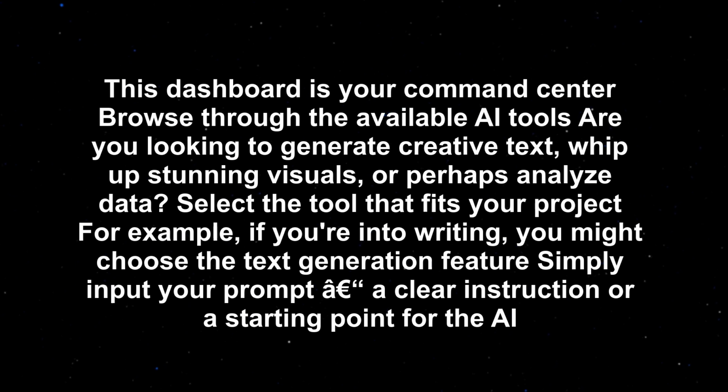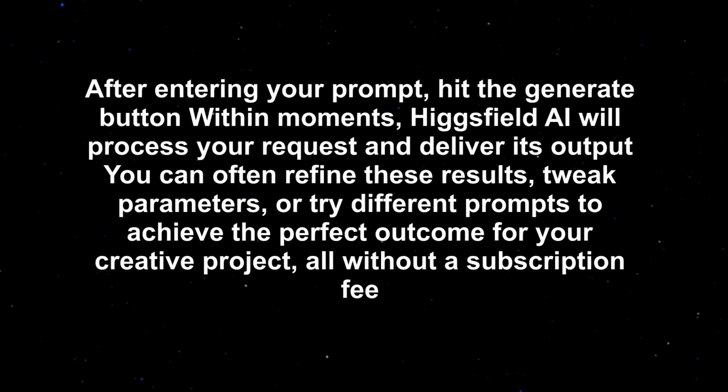Browse through the available AI tools. Are you looking to generate creative text, whip up stunning visuals, or perhaps analyze data? Select the tool that fits your project. For example, if you're into writing, you might choose the text generation feature. Simply input your prompt, a clear instruction, or a starting point for the AI. After entering your prompt, hit the Generate button. Within moments, Higgsfield AI will process your request and deliver its output.